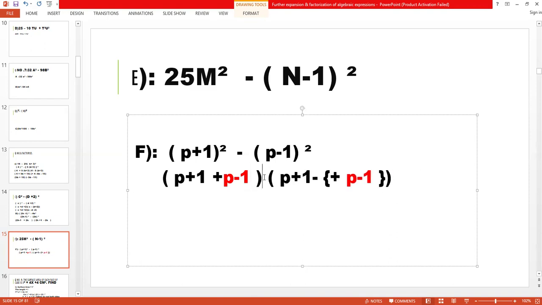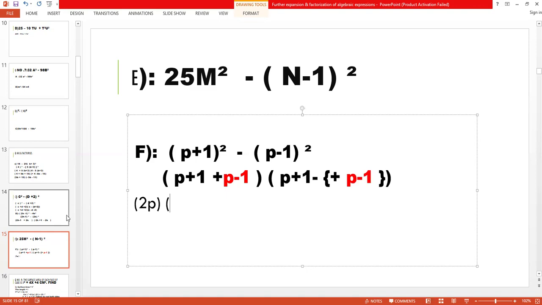There will be no change in the first term. We just have to add the like terms. So we have P plus P. Look here, P plus P is equal to how many P? 2P, plus 1 minus 1. They will be cancelled out. So it is again only 2P.